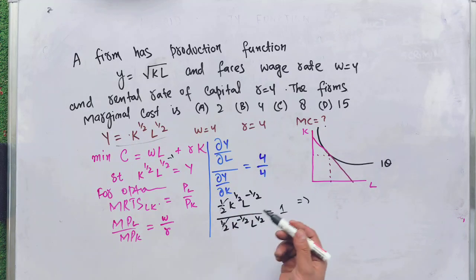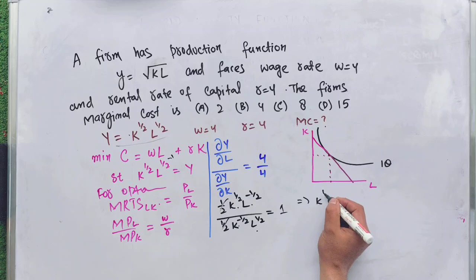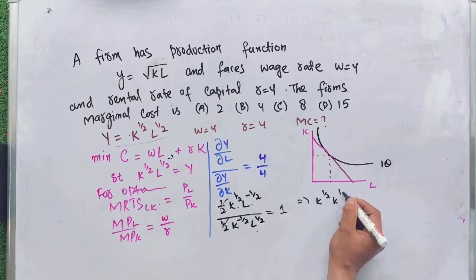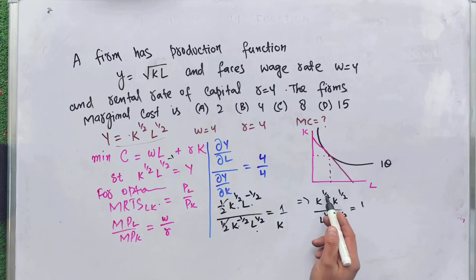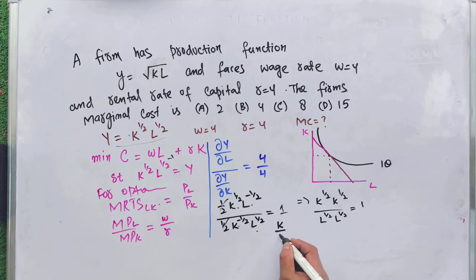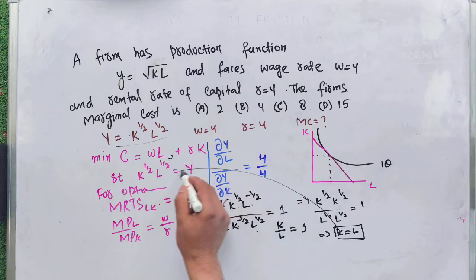So let us transpose this K to numerator and this L to denominator, so we will get K raised power 1 upon 2 into K raised power 1 upon 2 divided by L raised power 1 upon 2 times L raised power 1 upon 2 should be equal to 1. So since bases are same, we can add the exponents, so we get 1 upon 2 plus 1 upon 2 is 1, so we get K upon L should be equal to 1, which implies K is equal to L. Now we plug the value of K is equal to L into the production constraint here.